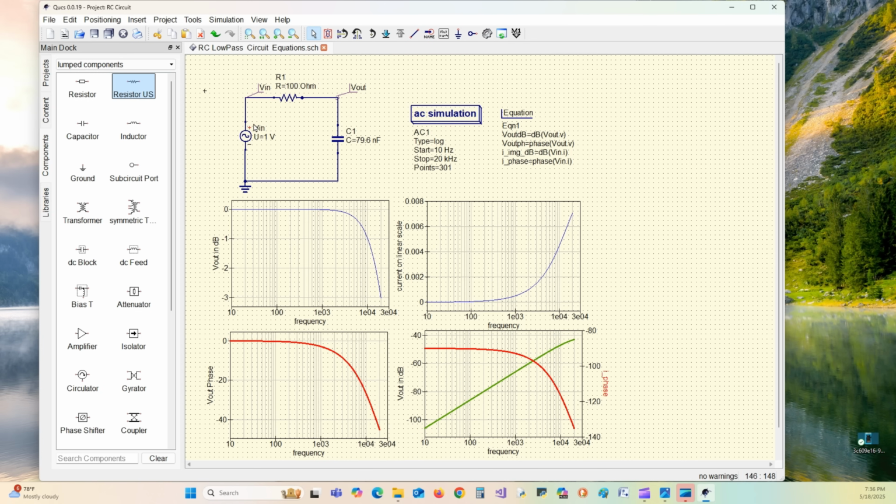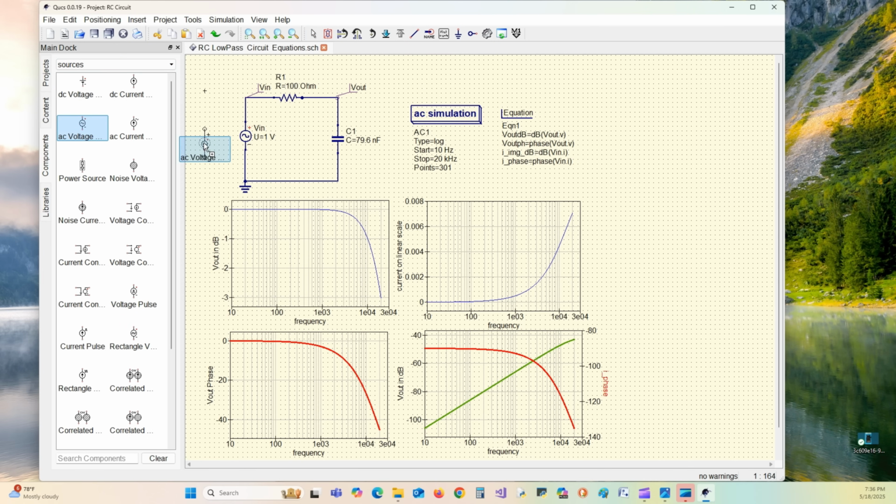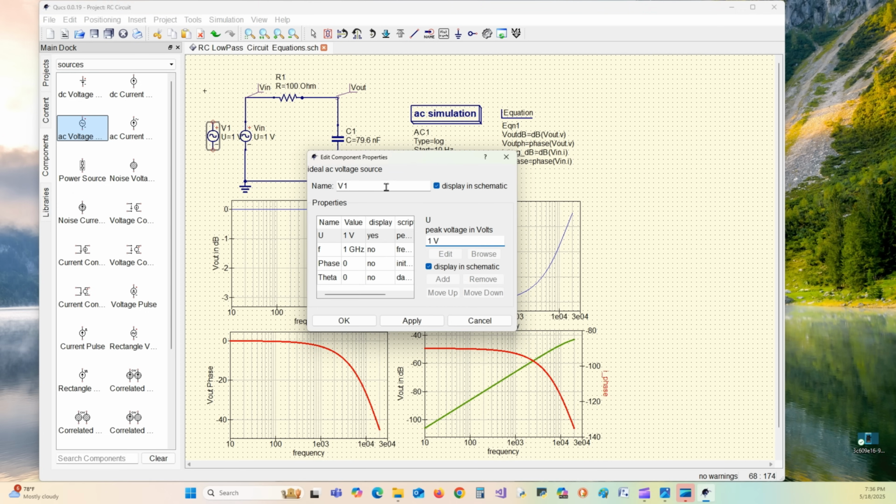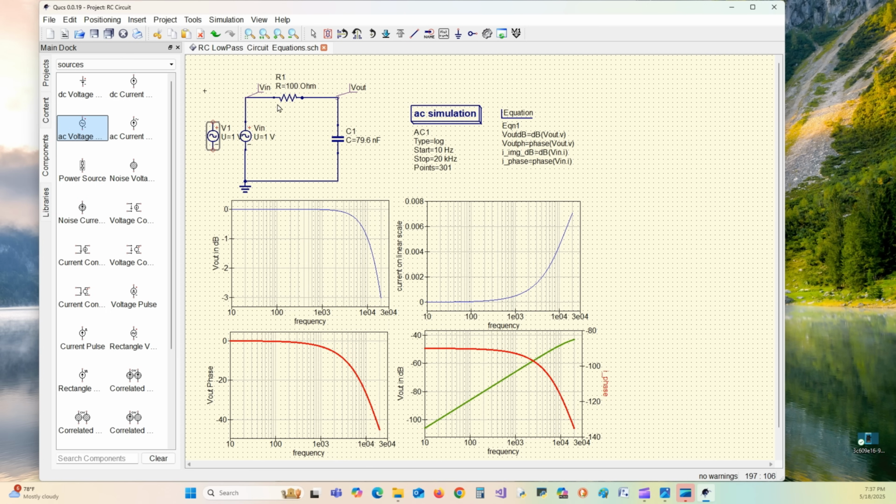And we need a voltage source. So we come to here, we go to sources. We want an AC voltage source. We drag that over to here. We edit the properties here, and keep everything else the same. We want 1 volt VN. We renamed it to VN. And then we wire it together.